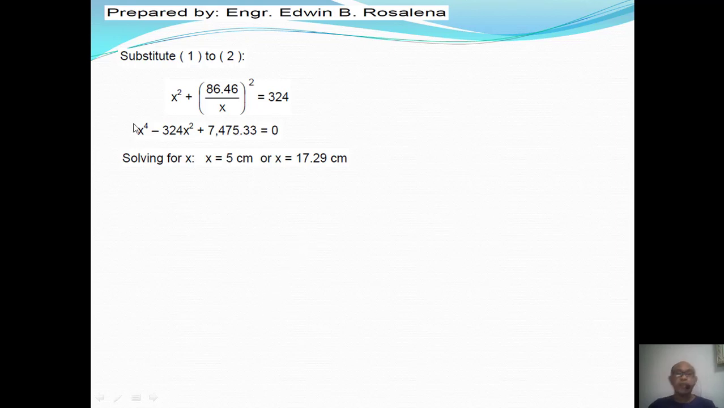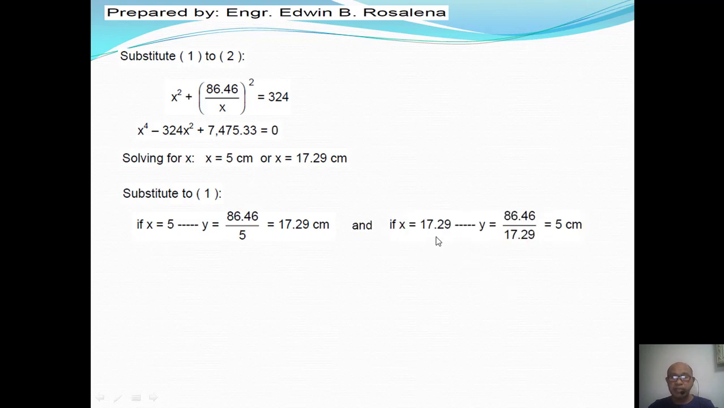Okay, now, take note that we have two values of x, 5 cm and 17.29 cm. And from that, if we substitute back to equation 1, equation 1 is y equal to 86.46 over x. This is equation 1, y expressed in terms of x. Okay, so if x is 5, substitute 5 here, so y is 17.29. And if x is 17.29, y is 5. So that means we have only one set of answers, 5 and 17.29. Can you follow? So the two legs or the two sides are 5 and 17.29. So if in case there are choices in this problem, for the board exam problem, either of the two is given.